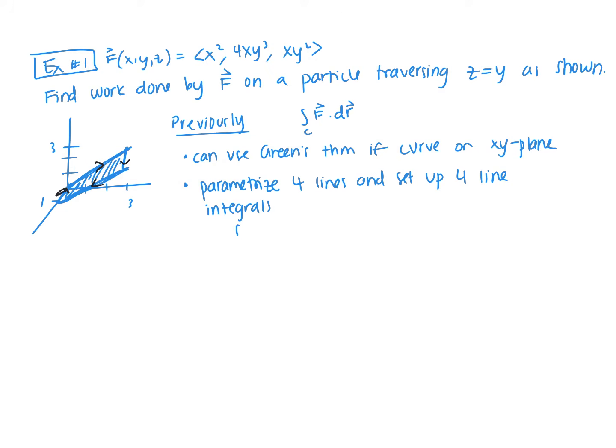So we would have had the line integral of the first line, then we would have had the line integral of the second one, and so on and so forth up until the 4th one. So obviously we don't want to do 4 separate line integrals. We don't want to have to parameterize all 4 of those lines. So the question is, can we use Stokes' theorem?